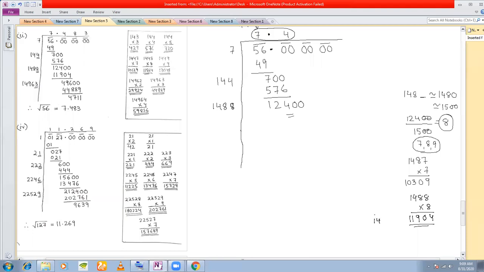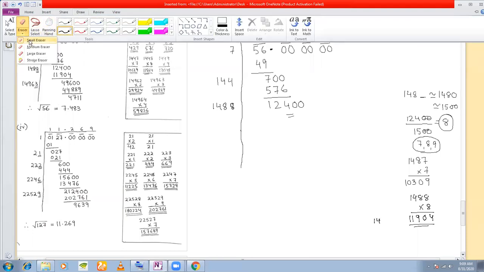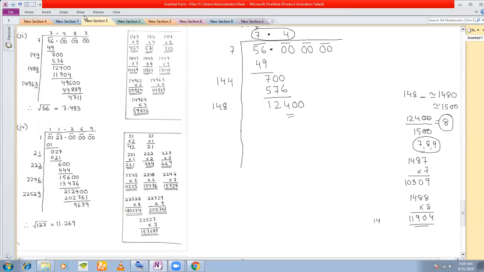Let us try the next digit, 9. Let's try a 9 here. So 1489 into 9. 81, 72 and 8 is 80, 36 and 8 is 44, 30. 13,401 when we are placing 9, which is greater than 12,400. Therefore, which one will we accept?